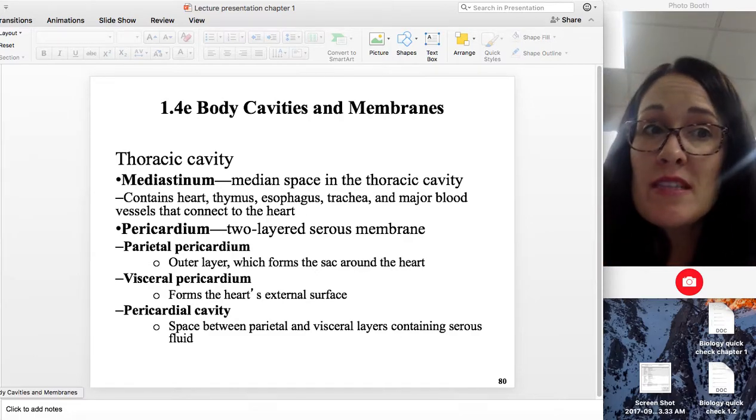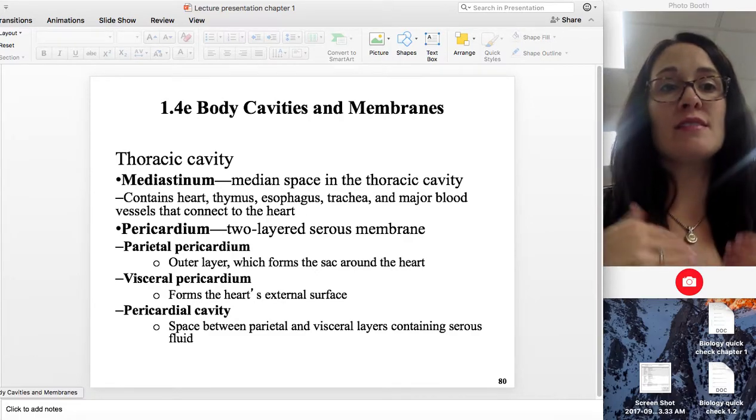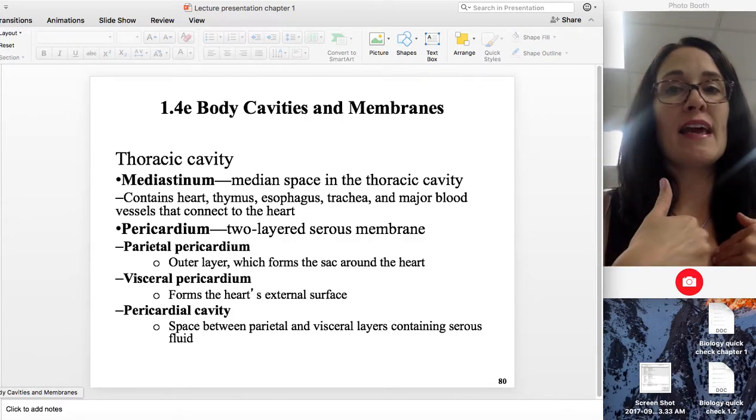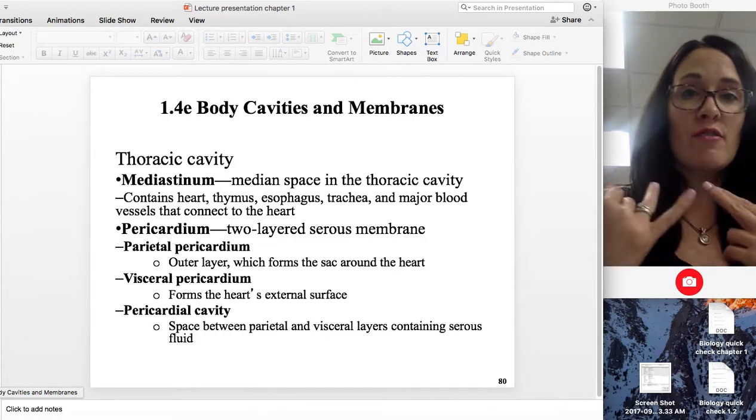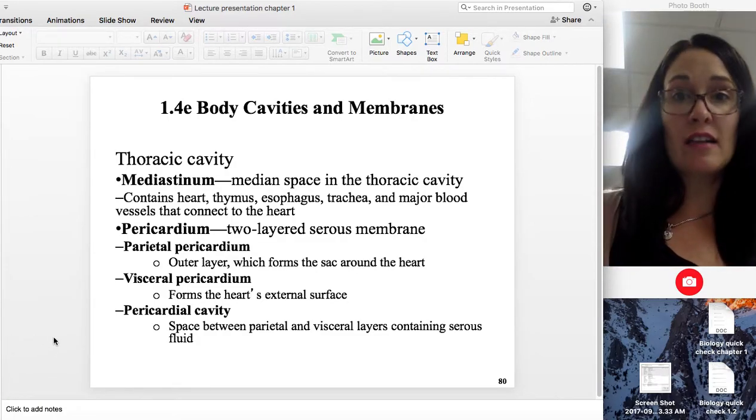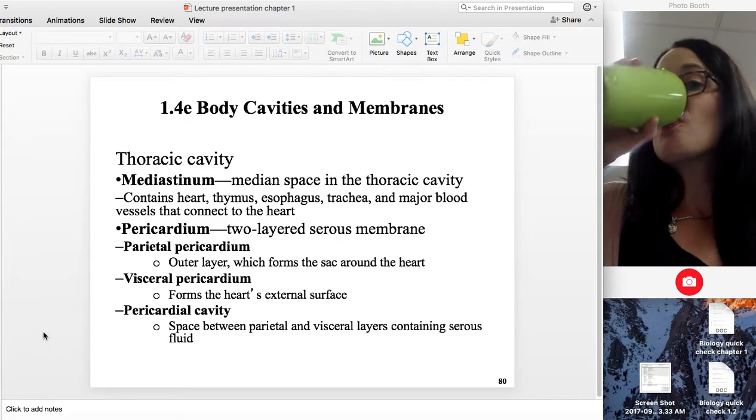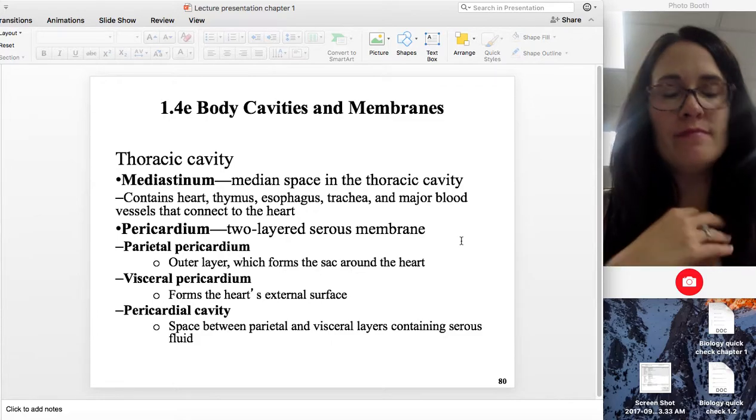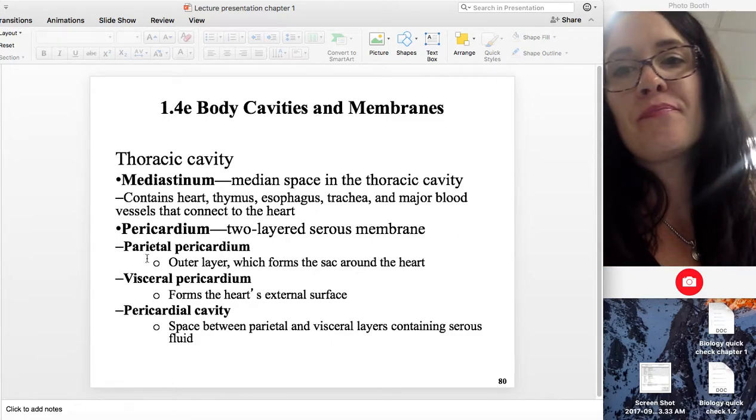And then more specific names of the cavities. The mediastinum, like I already mentioned, is that median space, middle space, in the thoracic cavity. It contains your heart, your thymus, which is an endocrine gland, and esophagus. Trachea, major blood vessels like your aorta in that area.